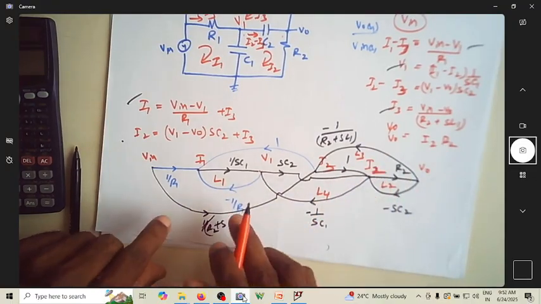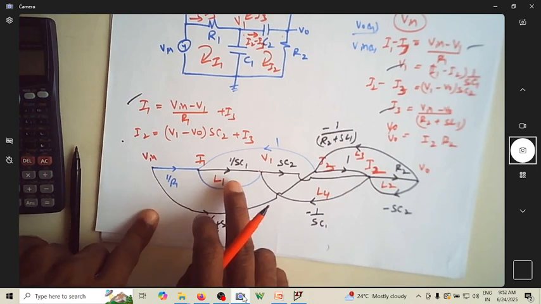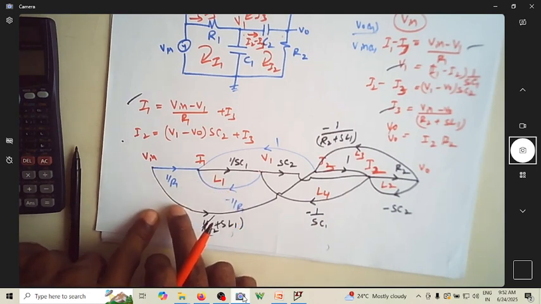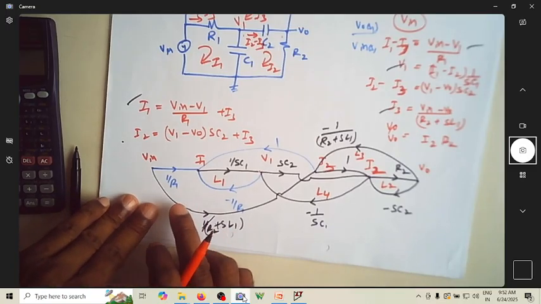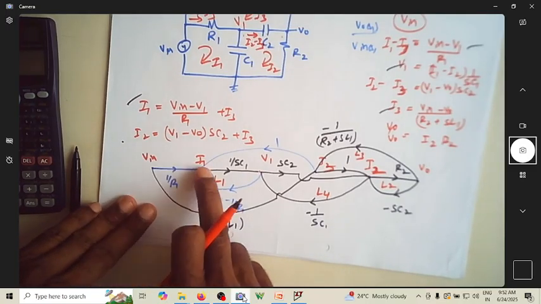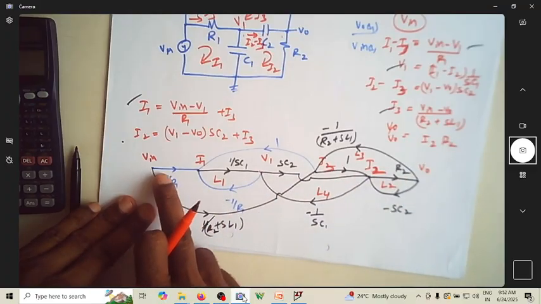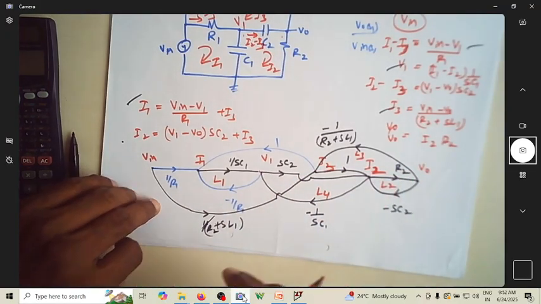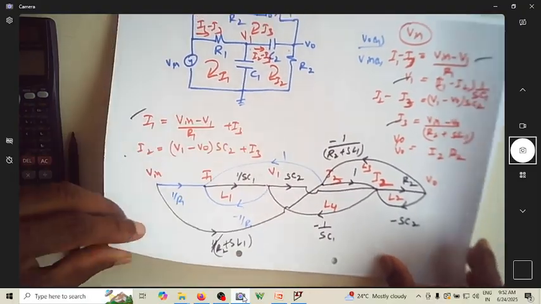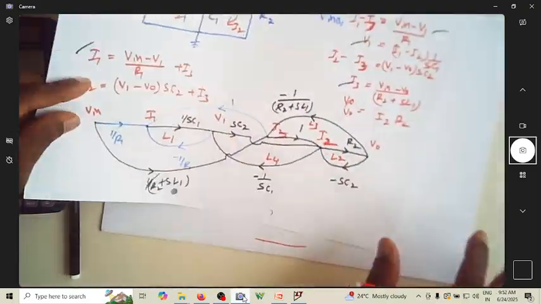This. I hope those are the three loops. I think you have forward paths. One is this, the other one is this. There are two forward paths. Now, of course, you can. This is a very random circuit.